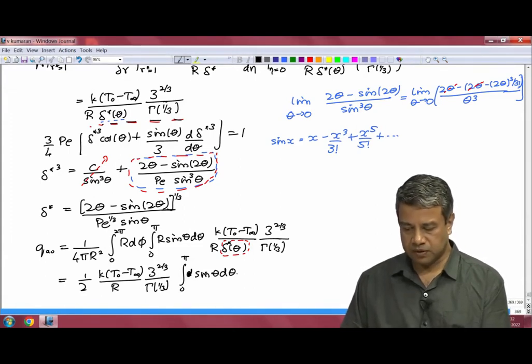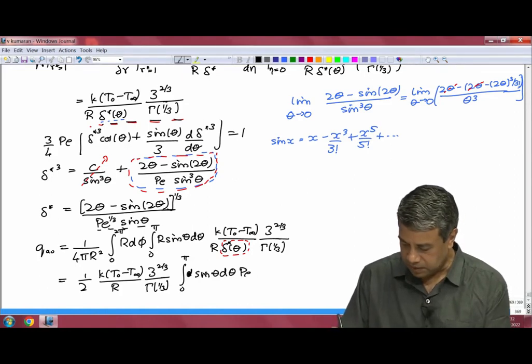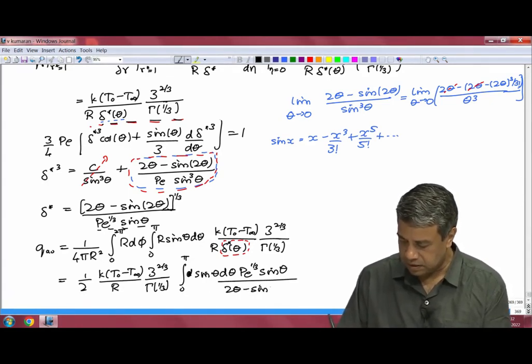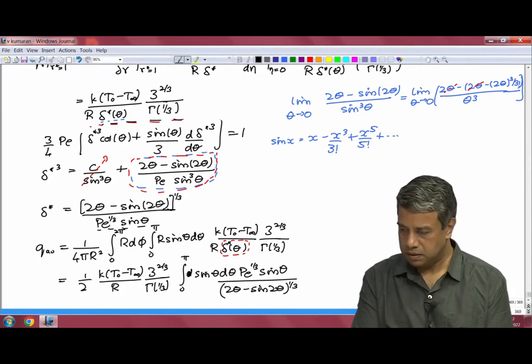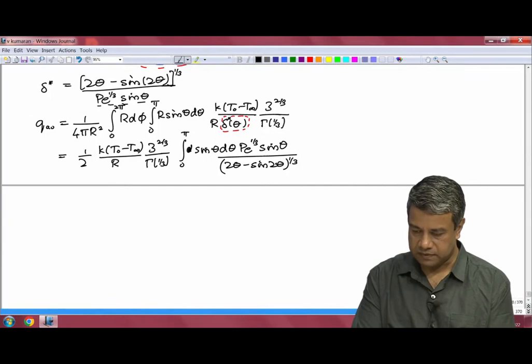Of 1 over the boundary layer thickness, which is this one here, Pe^(1/3) sin theta divided by (2 theta minus sin 2 theta) whole power 1/3. So, that is the expression for the average flux.